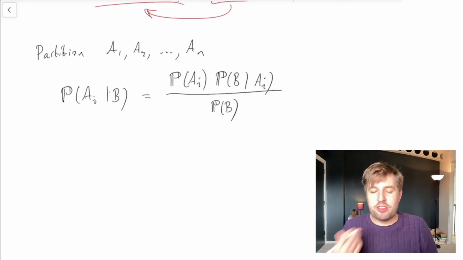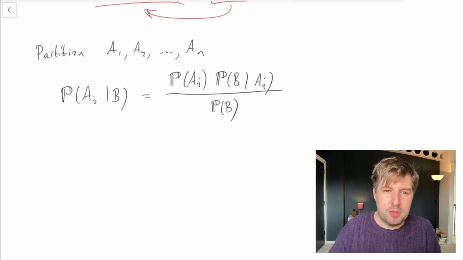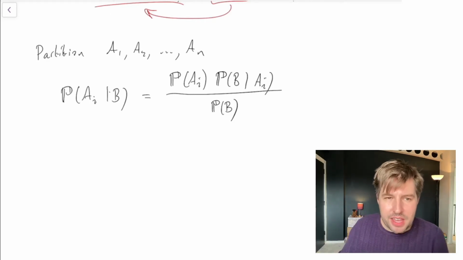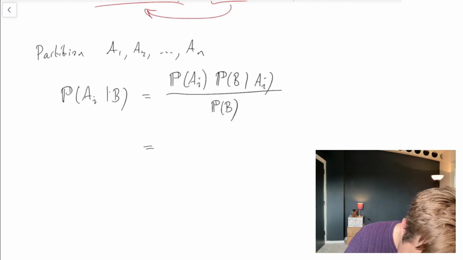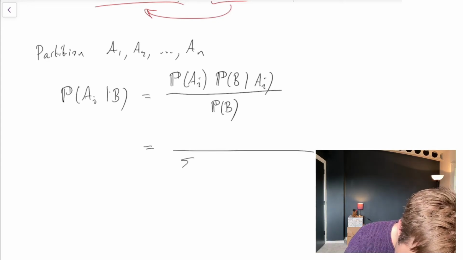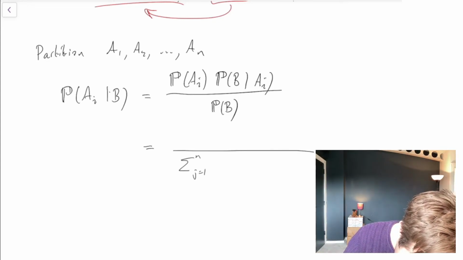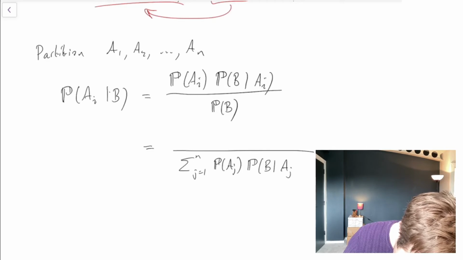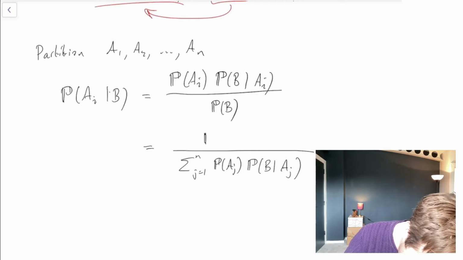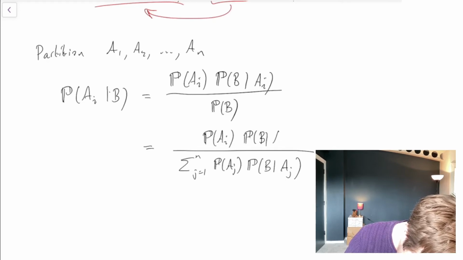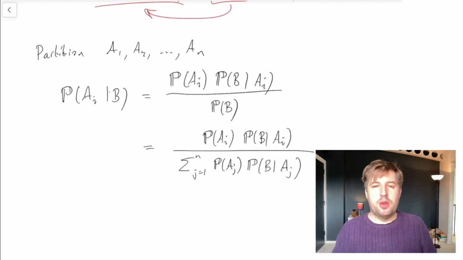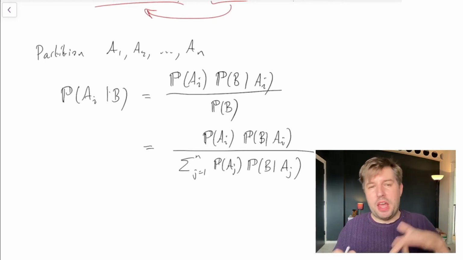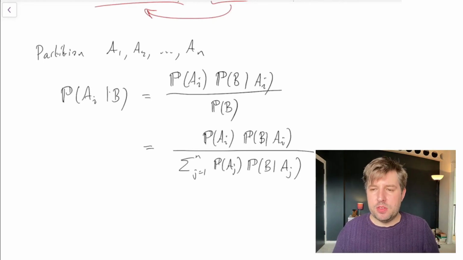But also we can expand out that probability B at the bottom using the law of total probability, because we have a partition. Right. The thing on the bottom is the sum over all the partitions, the probability of that partition, and the probability of B given that partition. Then the top is still the same. So that's combining Bayes' theorem and the law of total probability in a way that's often useful.